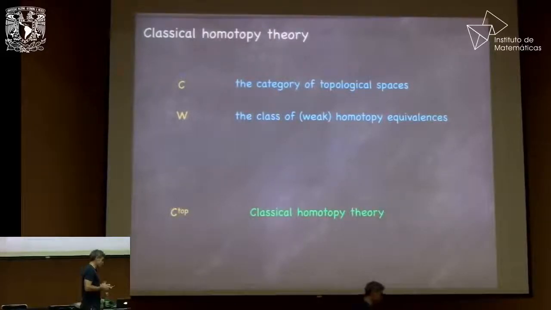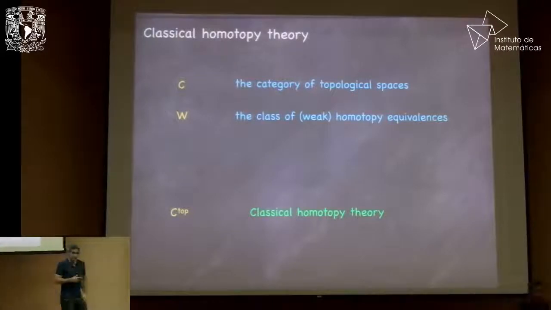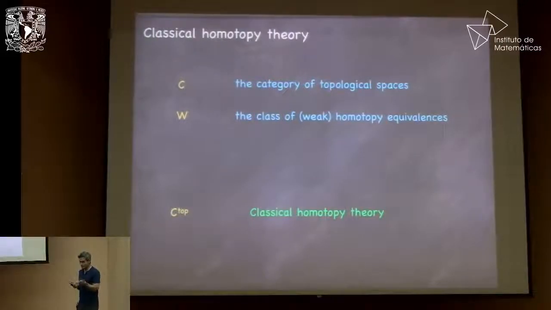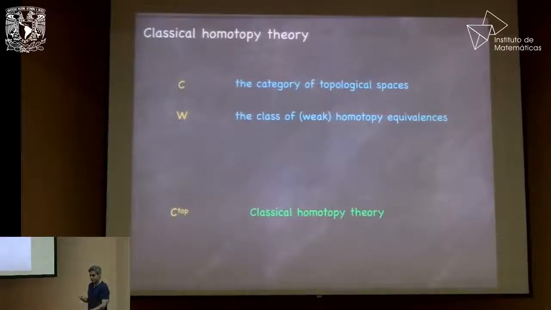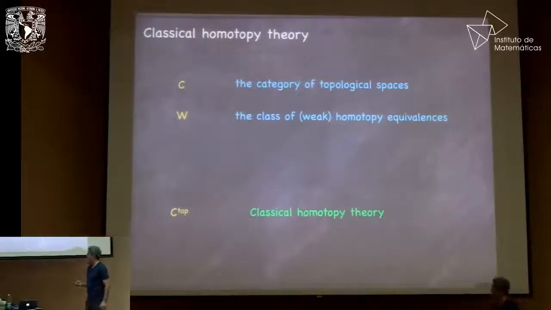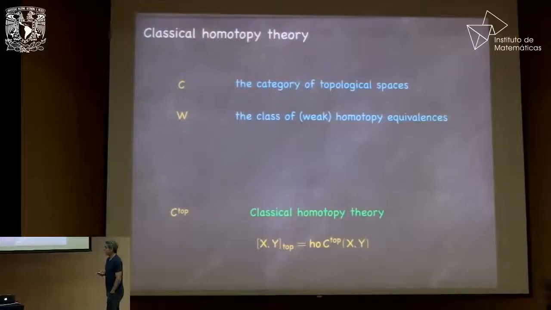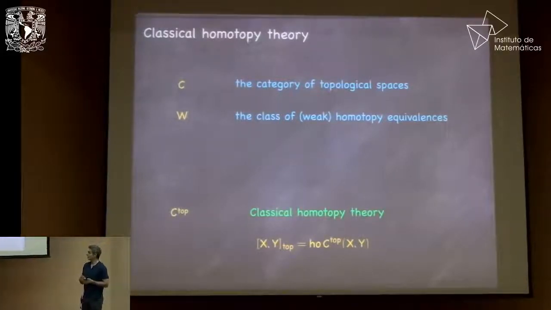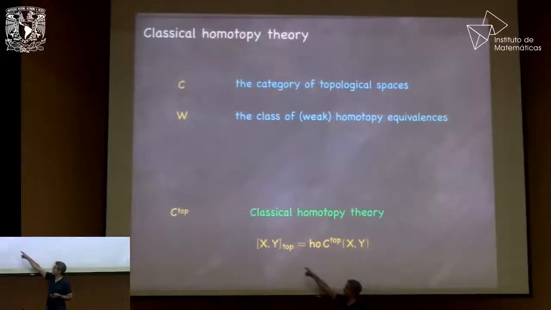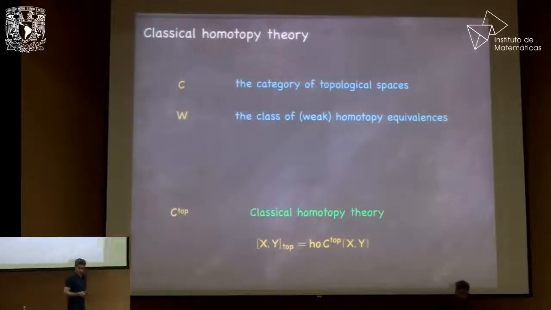So the prototype, the first one, is ordinary homotopy theory, where you have the category of topological spaces, and W is the class of homotopy equivalences, or maybe weak homotopy equivalences, which are maps that are isomorphisms of homotopy groups. I will indicate that with top as a superscript, and that's just classical homotopy theory. In that case, the homotopy category is the usual homotopy category. And rather than write this for the set of maps in the homotopy category, I'll use this symbol with square brackets.